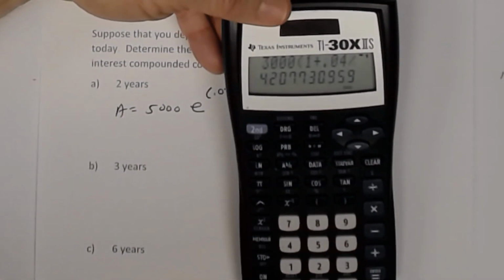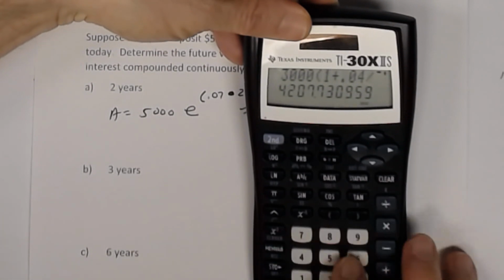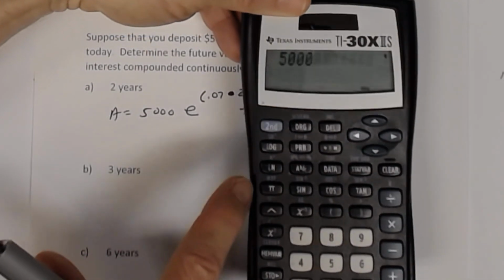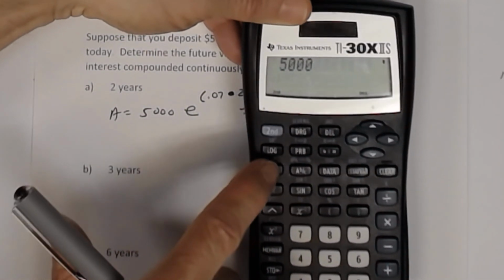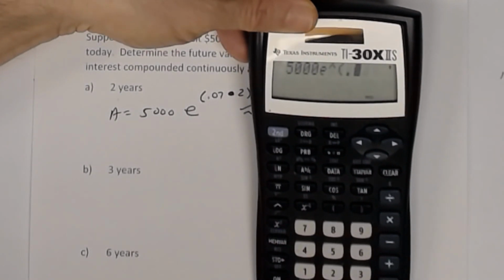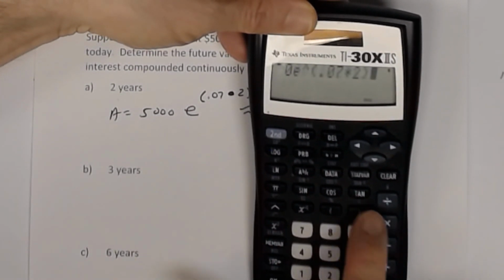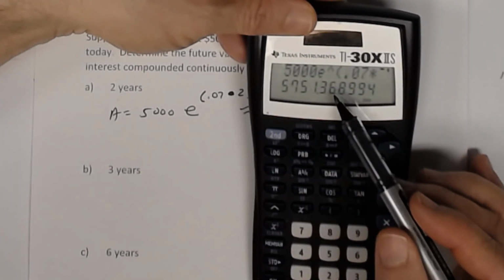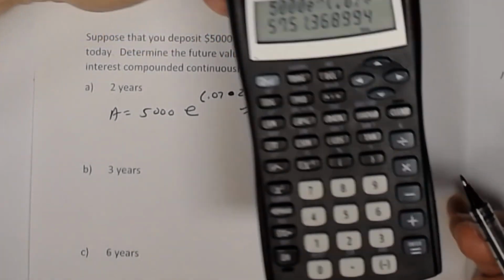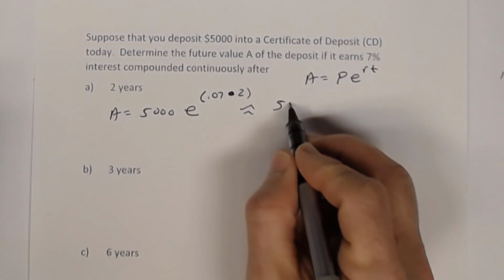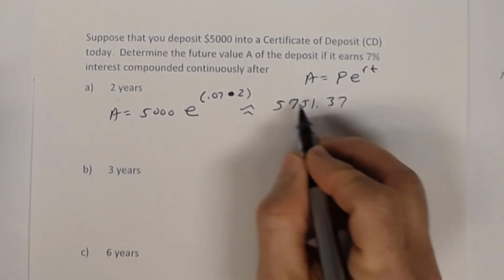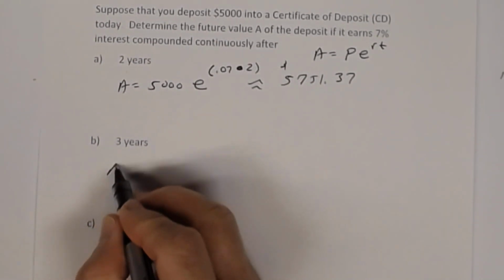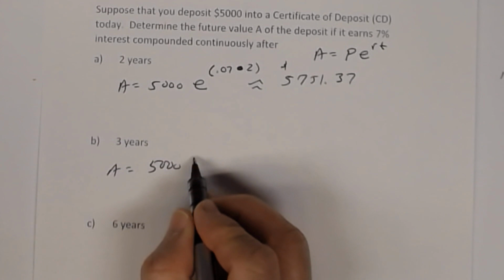So in your calculator, you're going to say 5,000. Now you've got to get that e function. Remember, it's right above the LN button. So you press second LN, and notice that shows up. Then 0.07 times 2, close the parentheses, and then press equal, and there you go. To the nearest cent, that's the hundredths place, so this 6 has become 7. So we get $5,751.37.